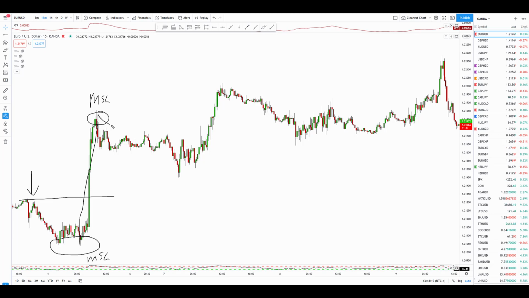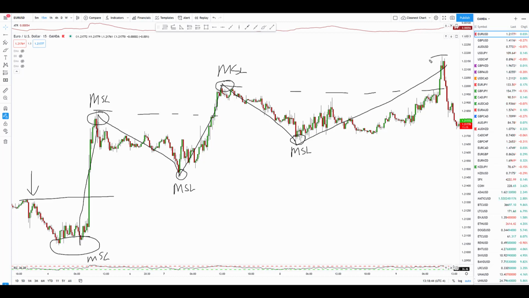Now, as we get this pullback, the bottom of the pullback would be a major swing level. And then we push up as we break through previous resistance, and we get the top of an impulsive move. This is a major swing level. Then we pull back, the bottom of the pullback, major swing level, and the new structure high as we push up here and break into new highs is another major swing level.